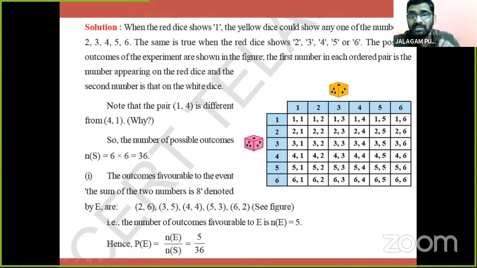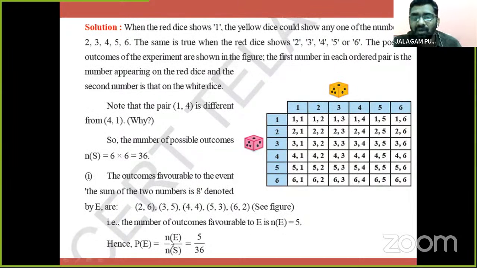The first one is the sum of the two numbers is 8, denoted by E. Here we find 2 plus 6 is 8, which is favorable. 3 plus 5 is 8, 4 plus 4 is 8, 5 plus 3 is 8, 6 plus 2 is 8. See the figure. So that is the number of outcomes favorable to E.